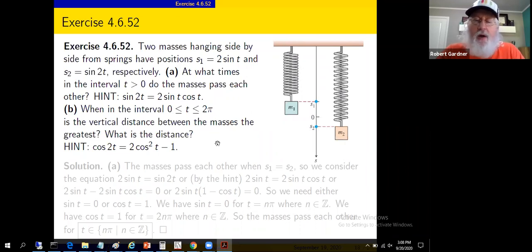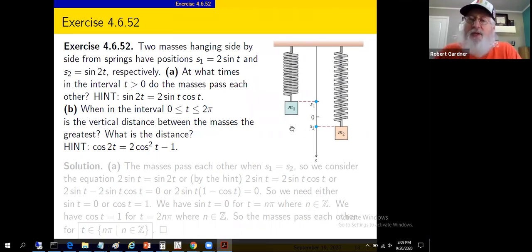These things with cones and cylinders, there are cone problems in the book as examples. Those are really standard problems. This one's a little unusual and says, 2 masses hanging side by side from springs have positions S1 equals 2 sine t and S2 equals sine 2t, respectively. So they've drawn a picture.